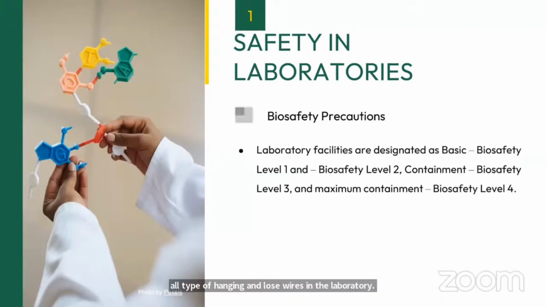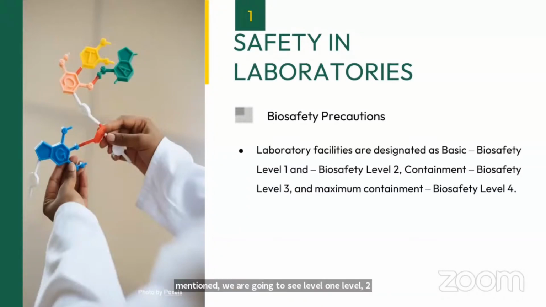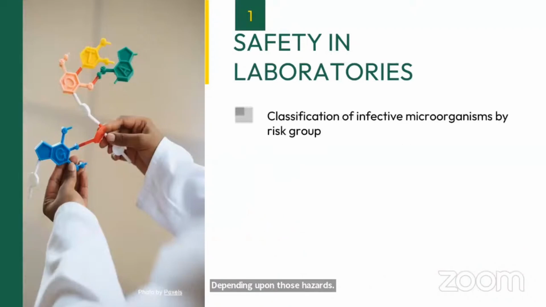Biosafety precautions. Now coming to the biosafety precautions. As I mentioned, we are going to see biosafety levels 1, 2, 3 and 4. Biosafety level designations are based on a composite of the design features, construction, containment facilities, equipment, practices, and operational procedures required for working with agents from the various risk groups. So these are basically the categories or facilities, level 1, 2, 3, 4, depending upon the seriousness of the infections, the equipment you are using, and the hazards and risks they can cause to your body. Depending upon those hazards and risks, these biosafety levels have been categorized.